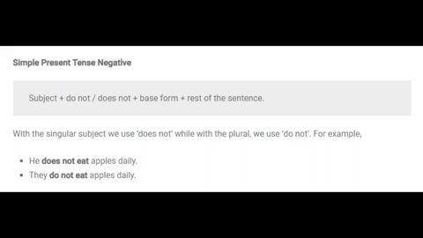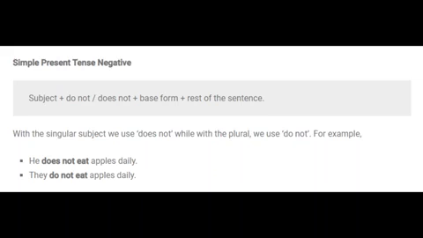Now simple present tense negative. Negative means no sentence. Now let's see how to form simple present tense negative. Subject plus do not or does not plus base form plus rest of the sentence.